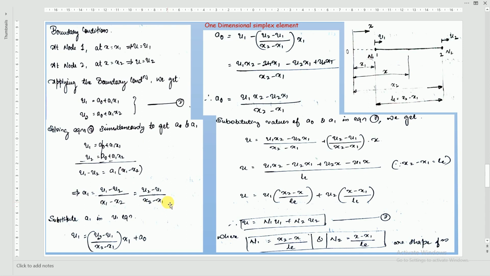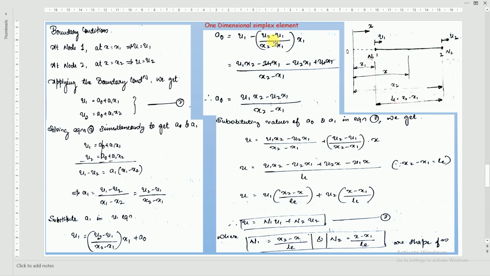Got it? Yes, sir. Okay, now you got the generalized coordinate A1. Now you have to find out what? A0. How will you find out A0? You have to substitute this A1 either in equation U1 or equation U2. Let us substitute this A1 in equation U1. When you substitute that, this is what you get. So U1 equal to U2 minus U1 divided by x2 minus x1 into x1, plus A0 as it is. Now you take this term on the left hand side. You will get A0 equal to U1 minus U2 minus U1 divided by x2 minus x1 into x1.